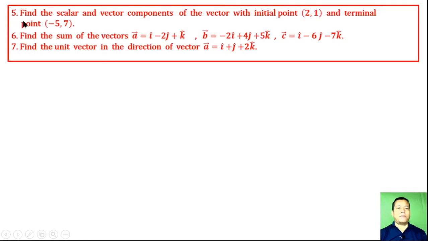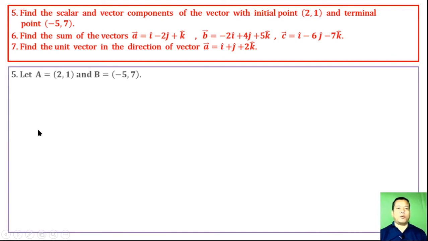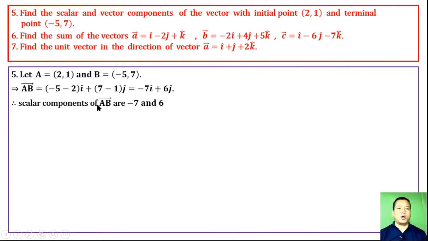Question number 5. Find the scalar and vector components of the vector with initial point (2, 1) and terminal point (minus 5, 7). Let A denote (2, 1) and B denote (minus 5, 7). Therefore, AB vector is (minus 5 minus 2) i cap plus (7 minus 1) j cap, that gives minus 7i plus 6j. Therefore, the scalar components of AB vector are minus 7 and 6, and the vector components of AB are minus 7i cap and 6j cap.